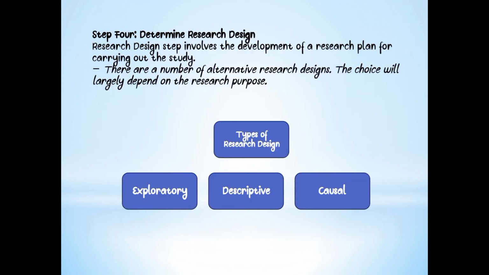Step 4, determine research design. There are types of research design. You determine which research design you are following, which research design you want to go about, which research design you are planning to take. Research design is the steps that involve the research plan for carrying out the study. There are a number of alternative research designs. The choice will largely depend on the research purpose.